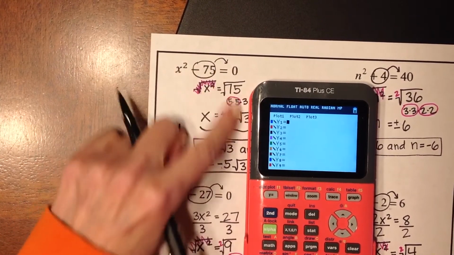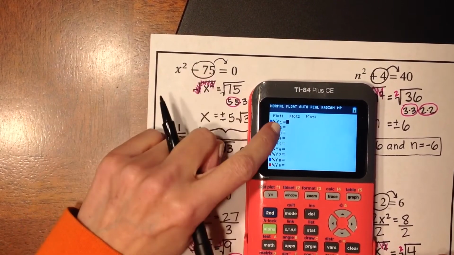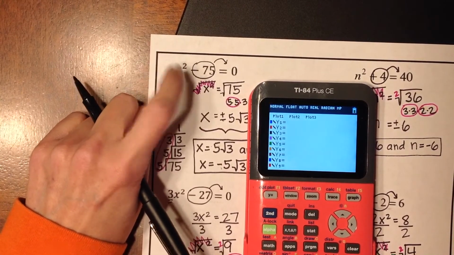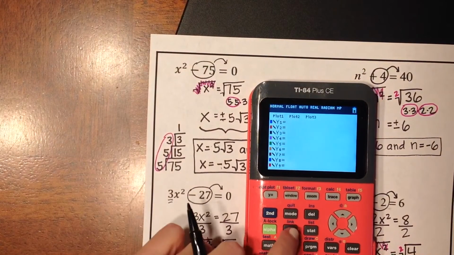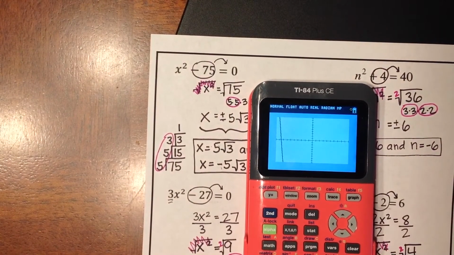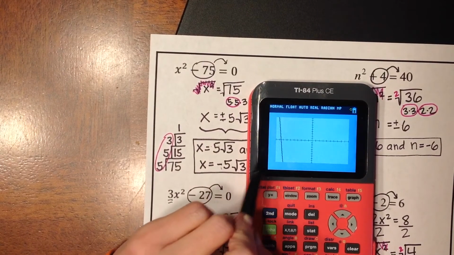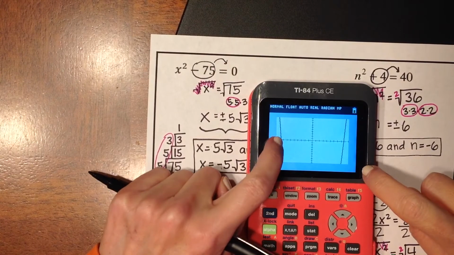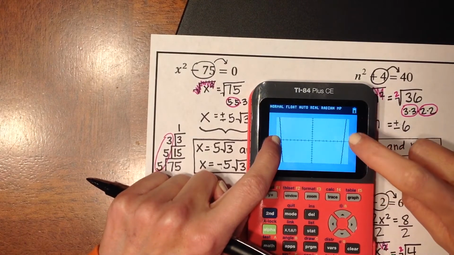Even though we moved it over to take the square root, when I type it in y equals, all my terms, my a x squared term and my constant term, have to be on the same side. So I'm going to type in x squared minus 75, and I'm going to hit graph. And remember, I'm looking to see where it crosses the x-axis.